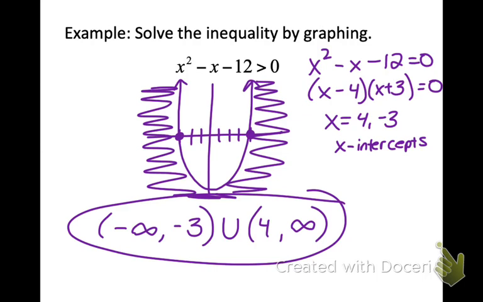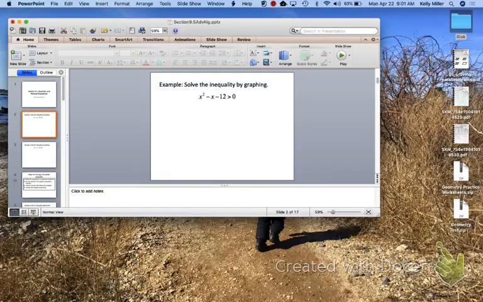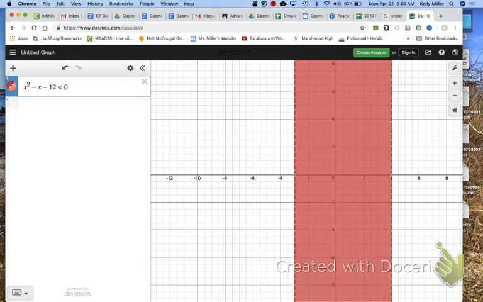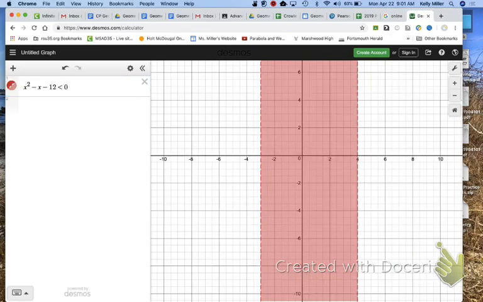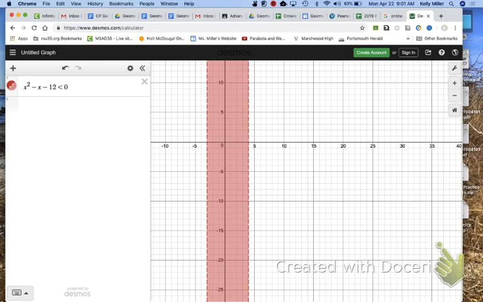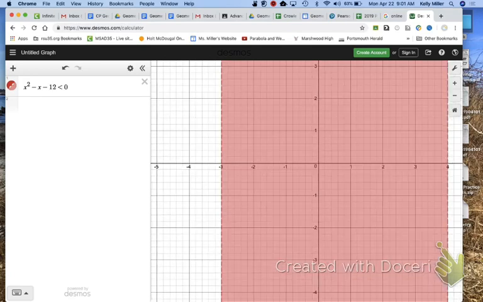So what do you think would change in our graph if I flipped the sign from a greater than to a less than? Where would your shading be? Right, it would shade the inside of it. So if I jump back to Desmos here really quick, because it will let me do that easily. If I change this to a less than, notice that it's now shaded on the inside. So now what would be your interval of your solutions? It's everything between negative 3 to 4, right?